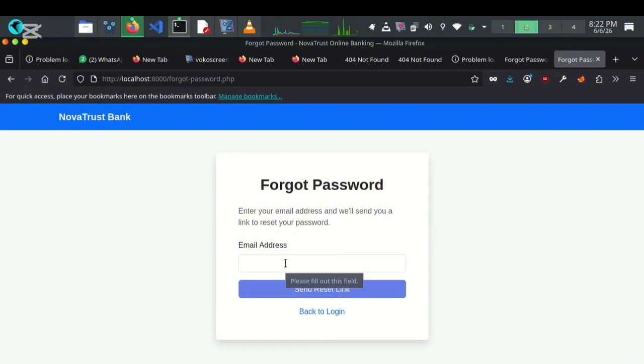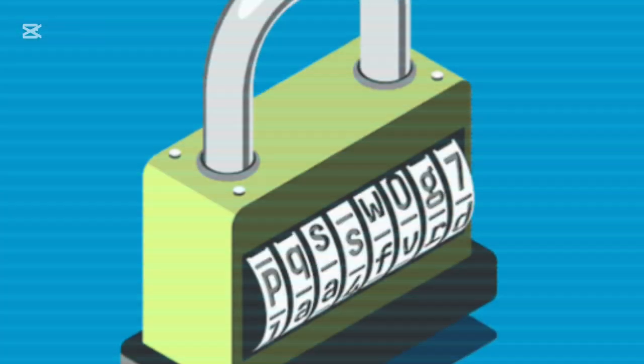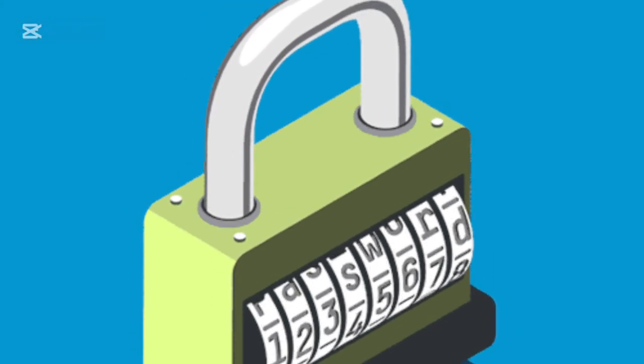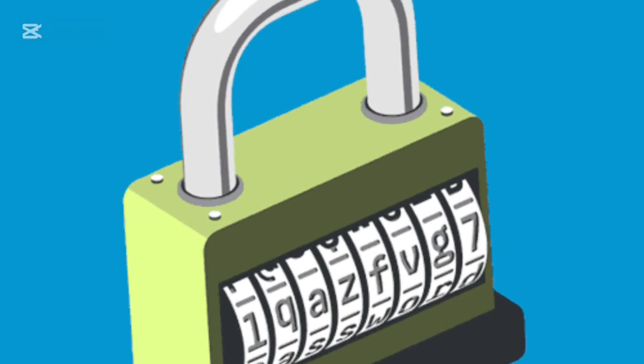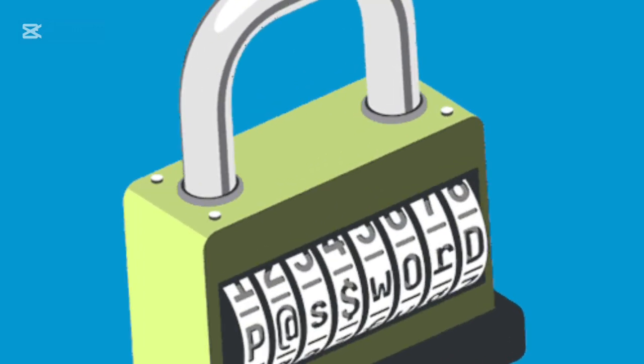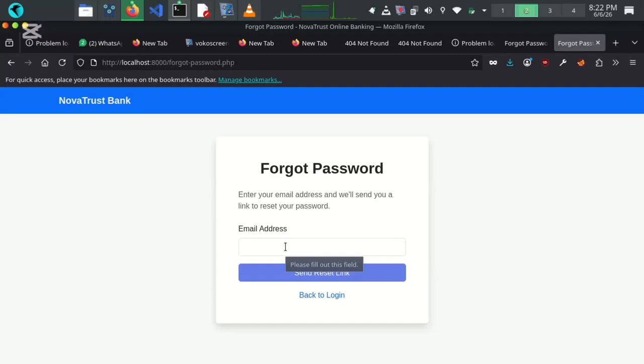If the account exists, the server generates a long random string known as a password reset token. An example reset token might look like this: A7F9C3D8 and so on. Now, the server stores this token in the database and associates it with the user's account. It also records an expiration time, such as 15 minutes or 30 minutes. A reset link containing the token is then sent to the user's email.